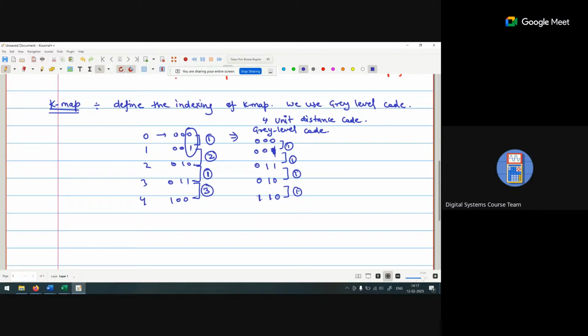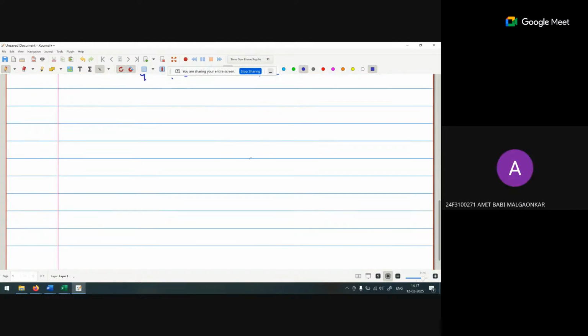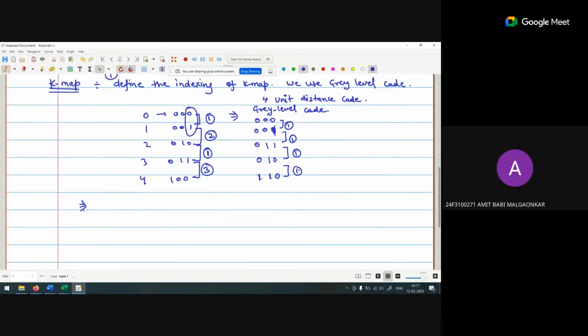So when we define the K map, we use the gray code. Student: Sir, one question. Can you scroll up a little? Here we have 010, and from here we go to 110. So when you say one bit change, any one bit can change, right? Yes, any one bit. That distance is basically the change in bits. It doesn't mean that it is the LSB or the MSB.